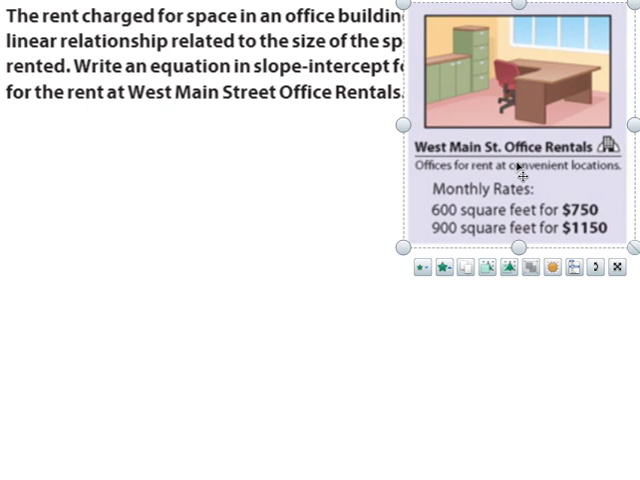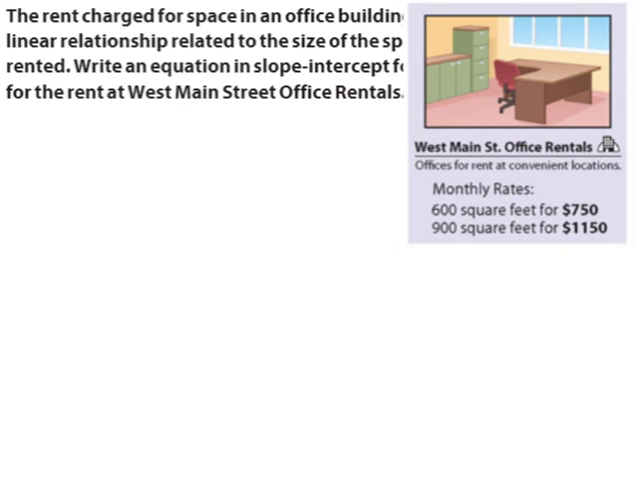$1,150. Okay, so what we're looking at here is we have two different possibilities. I have a monthly rate for 600 square feet, and I also have a monthly rate for 900 square feet. Okay, so what we need to figure out is what is the slope, or what is the rate of change. Okay, so we need to identify input values and output values. Okay, because really the cost is going to be per square foot.